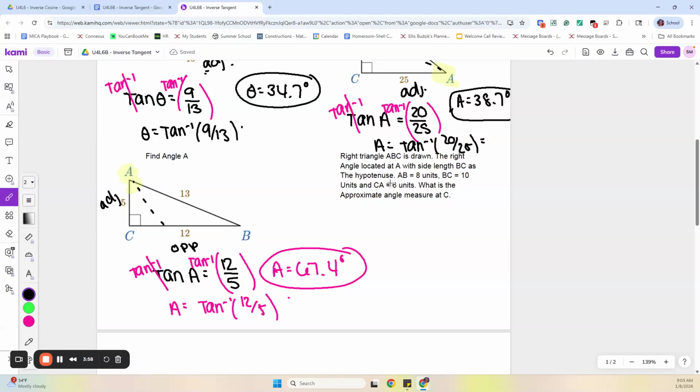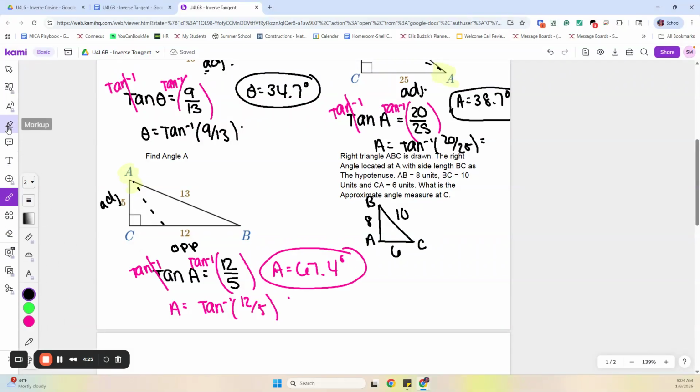And then our last one, right triangle ABC is drawn. So I'm going to draw a right triangle. The right angle located at A with side length BC as the hypotenuse. AB is 8, BC is 10, and then CA is 6. What is the approximate angle measure at C?